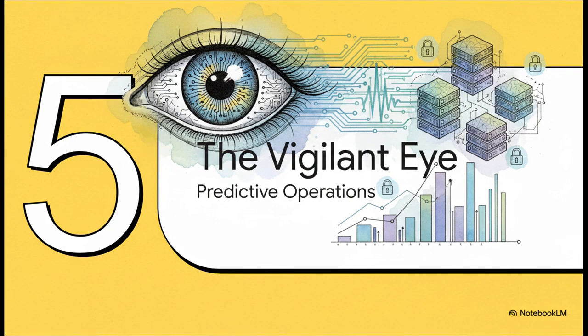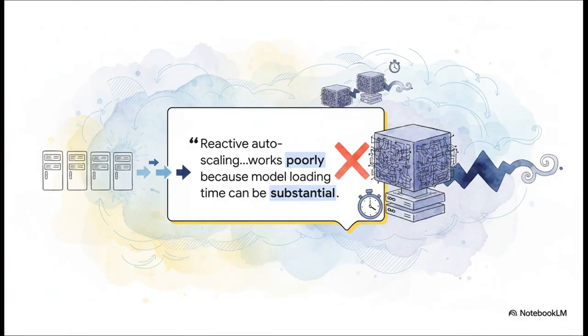We're almost there. The final piece of this whole production puzzle is monitoring. But for AI systems, we have to go way beyond just checking if the server is still on. We need a truly vigilant, intelligent eye on our models at all times. And this quote right here just hits the nail on the head. See, with a normal website, if traffic spikes, you can spin up a new server in seconds. Easy. But with AI, loading a massive model into memory can take minutes. By the time your new server is ready, the traffic spike might be totally over. That's why reactive scaling just doesn't work. You have to be predictive and scale before you need it.